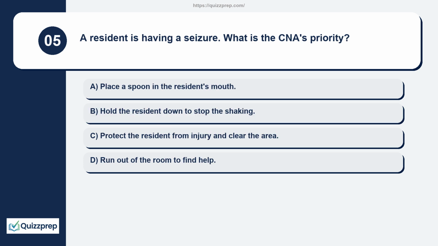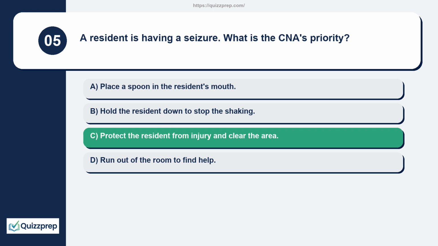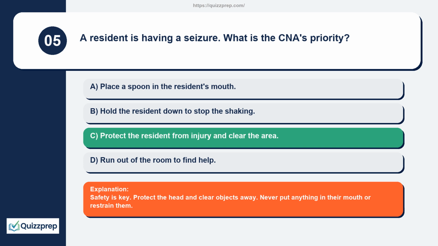Question 5. A resident is having a seizure. What is the CNA's priority? Place a spoon in the resident's mouth. Hold the resident down to stop the shaking. Protect the resident from injury and clear the area. Run out of the room to find help. Safety is key. Protect the head and clear objects away. Never put anything in their mouth or restrain them.